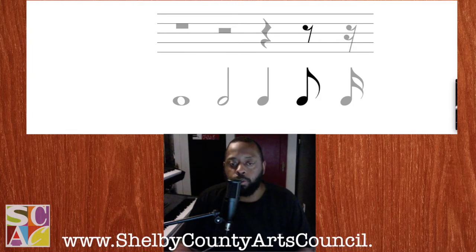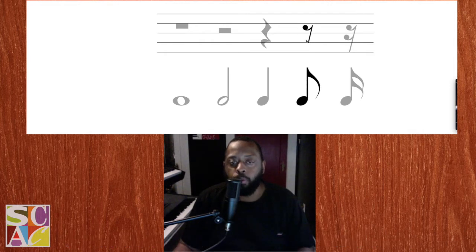Let's move on to the 8th rest. As you can see, here's the 8th note, and it has a flag on the note. The rest also has this little curly thing. It almost looks like the number 7, almost. But you can see there's a little circle here, and it swoops, and it comes down. This is the symbol for an 8th rest, and it gets 1/8 of a beat of rest.